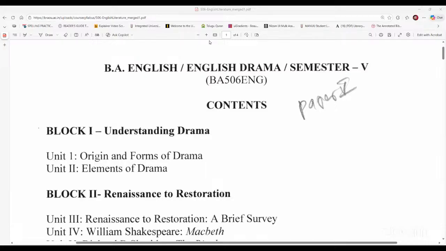Because of that flaw, that noble character, that protagonist, that hero finally dies or loses his fortune or reputation. Okay, we have some examples like Hamlet, Macbeth, Dr. Faustus. So many examples are there of tragic plays or tragedies.